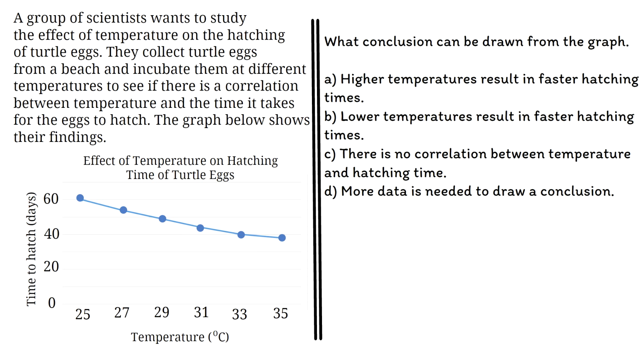What conclusion can be drawn from the graph? A. Higher temperatures result in faster hatching times. B. Lower temperatures result in faster hatching times. C. There is no correlation between temperature and hatching time. D. More data is needed to draw a conclusion.